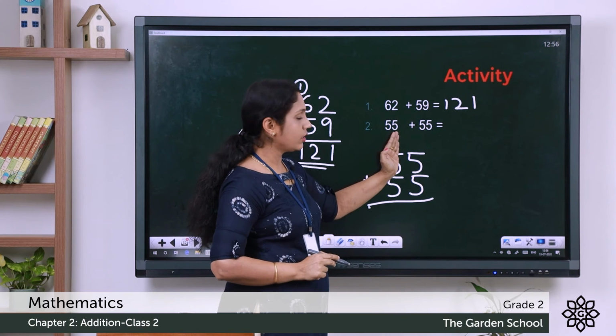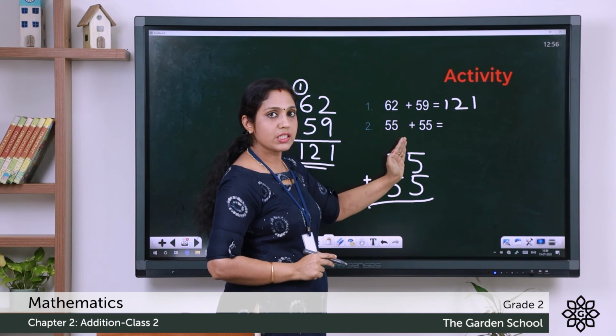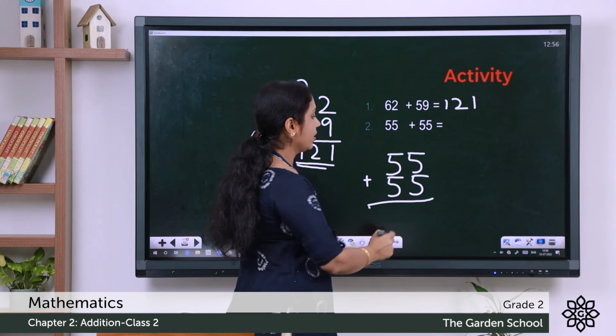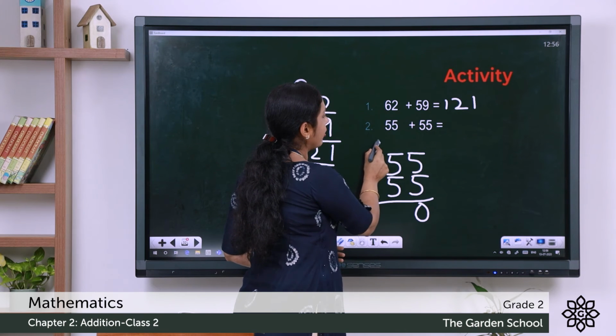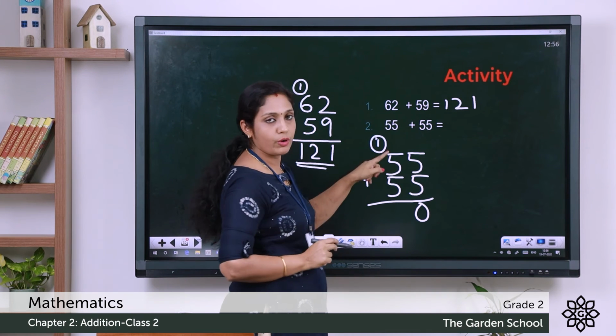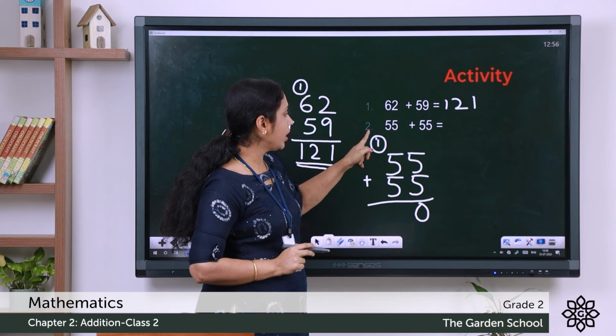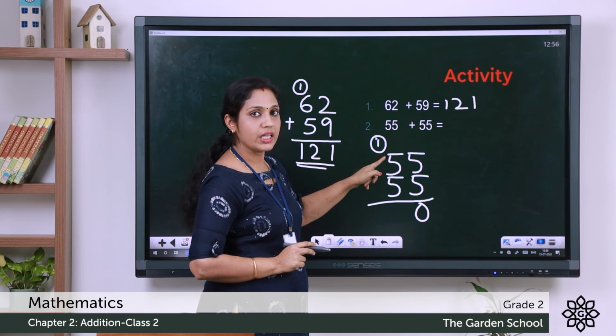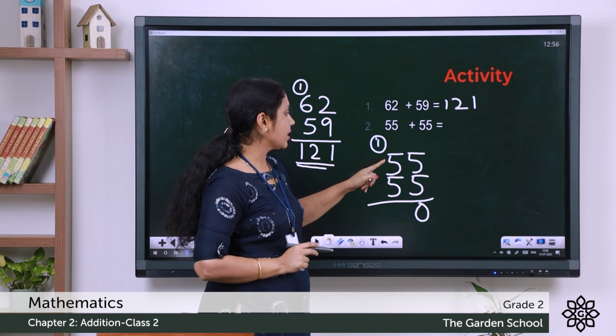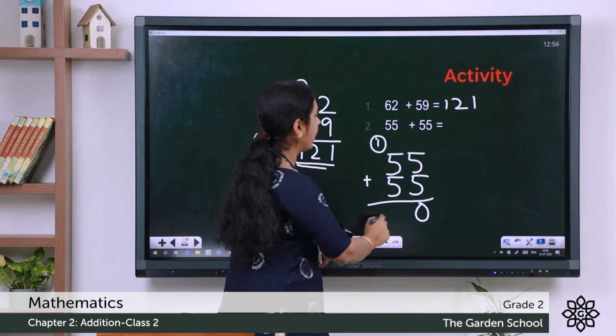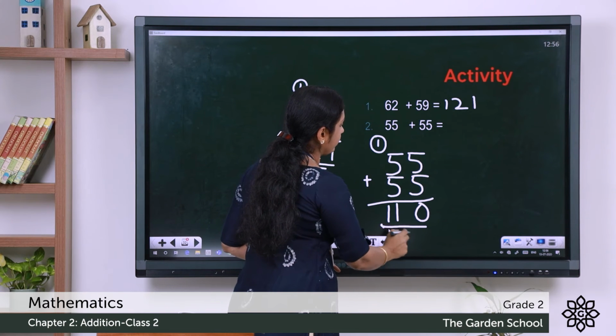Next, we have 55 plus 55. First, we will calculate the ones position. 5 plus 5 is 10. So, 0 we are writing here and we are writing the carry over on top of the tens place. So, we will calculate 1 plus 5 is 6 and 6 plus 5 is 11. So, we get the answer 110.